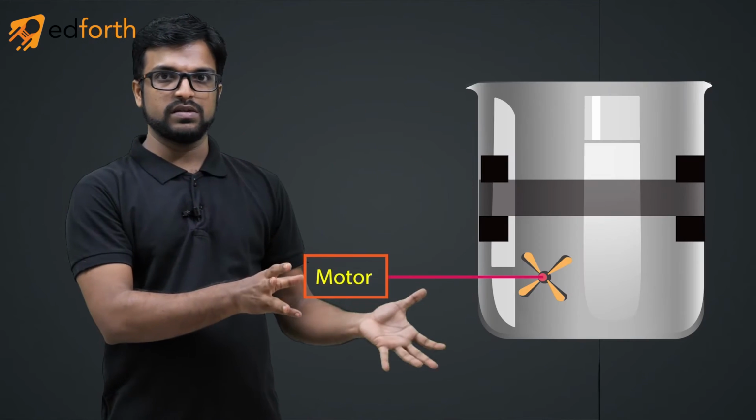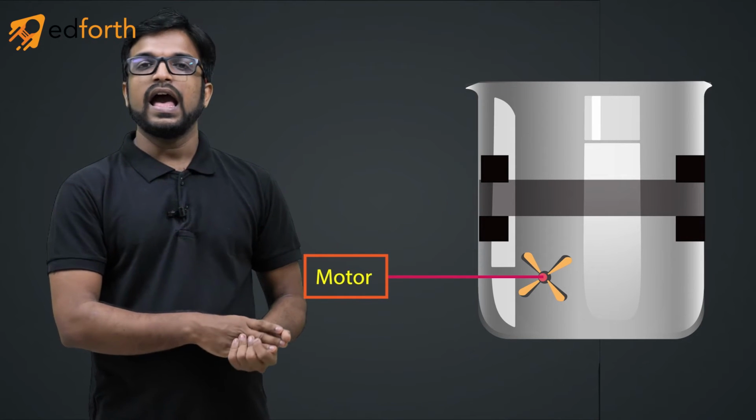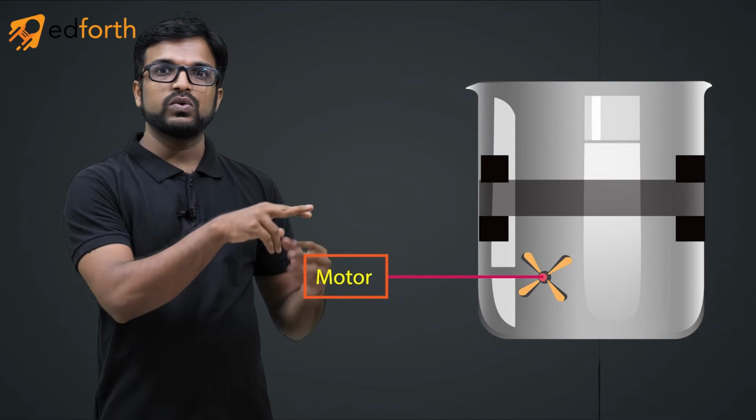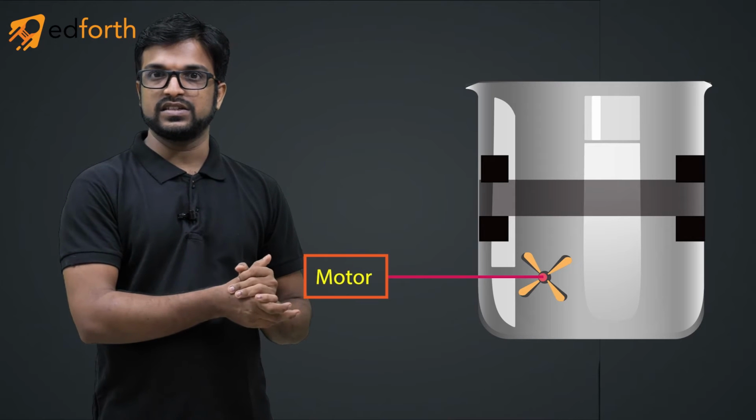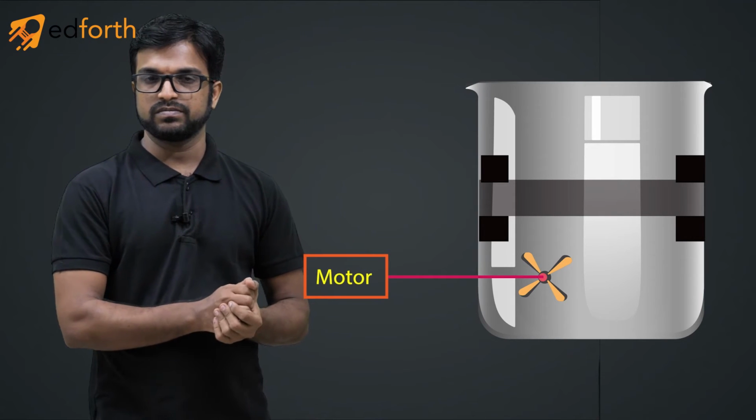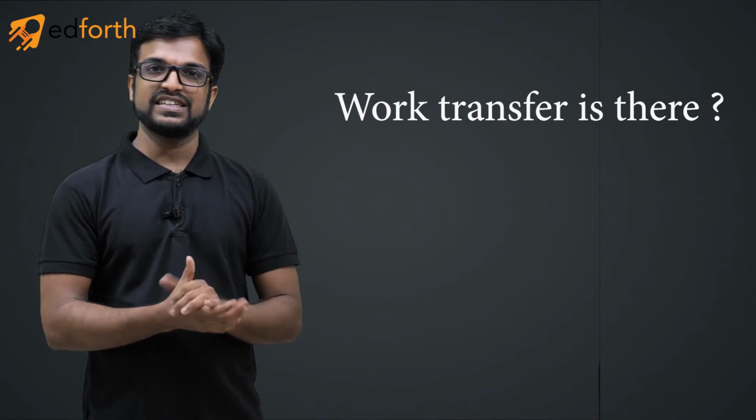Now let me show you a scenario. Here I have a closed system, a rigid vessel, and there is a shaft going through it, and a paddle wheel is rotating inside the system with the help of a motor. Now the question is: is there any work transfer inside the system?